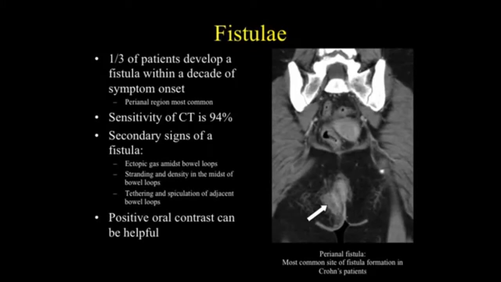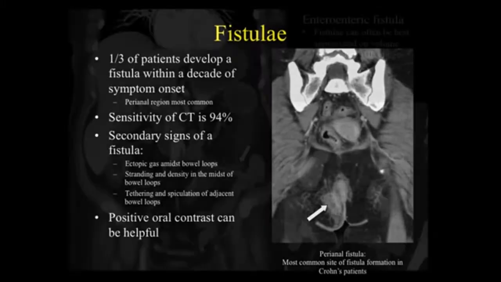Now, it goes without saying, if you're worried about a fistula, it is helpful to give positive oral contrast. Now, let me also note that perianal fistulas are the most common location, and while you may be able to surmise the presence of a perianal fistula based on stranding, edema, or fluid in the perianal region, MRI is actually a better test for really delineating the presence of a perianal fistula. Now, as I mentioned, the best way to make this diagnosis, or the most specific way, is if you see a discrete fistulous tract. And oftentimes, these tracts can be best appreciated on volume rendered or MIP images.